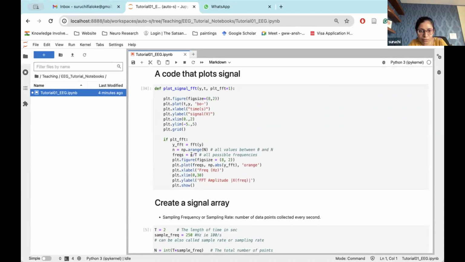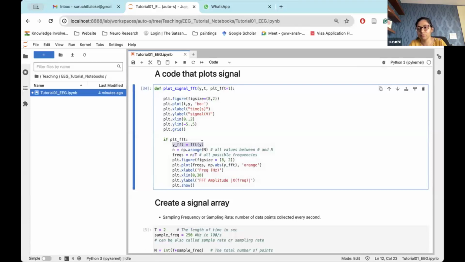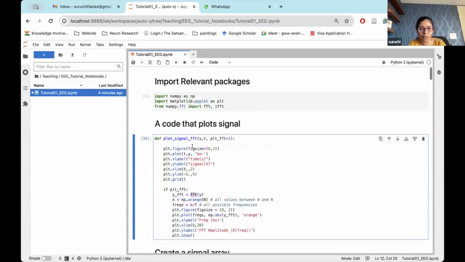This is just one line of code. Where is it? FFT of Y. That's it. It does everything for you. And there's a way to get help. So this is a library from NumPy.